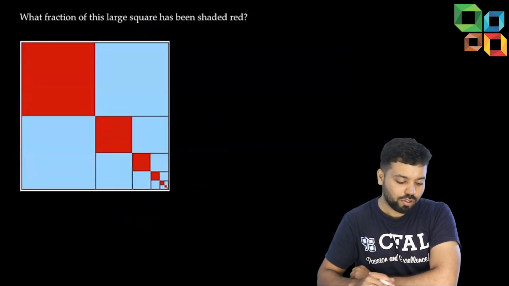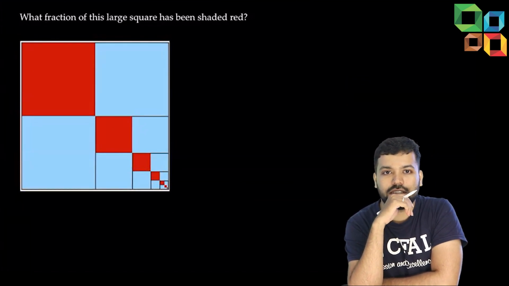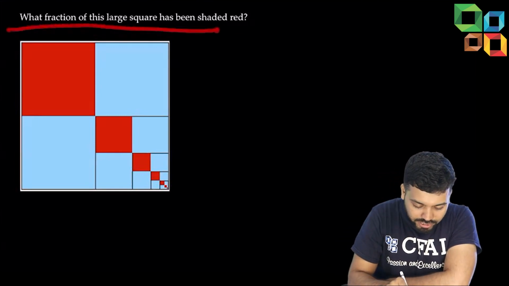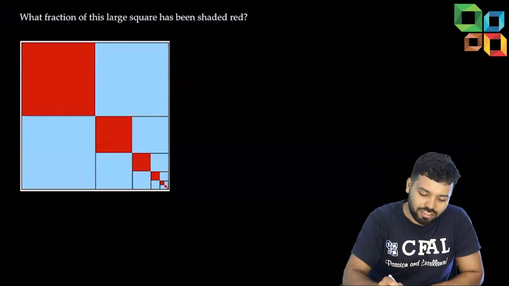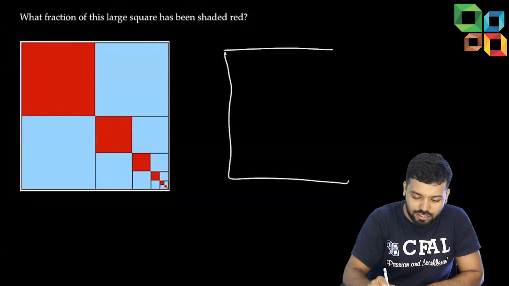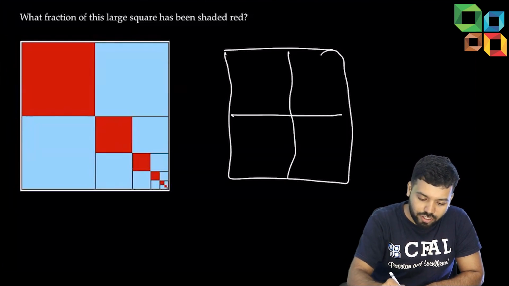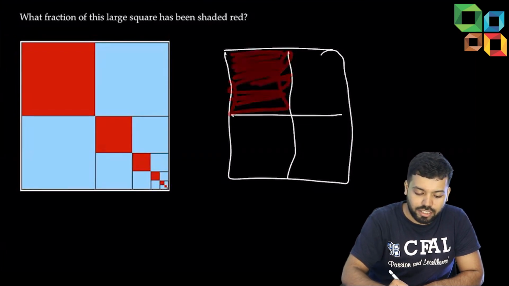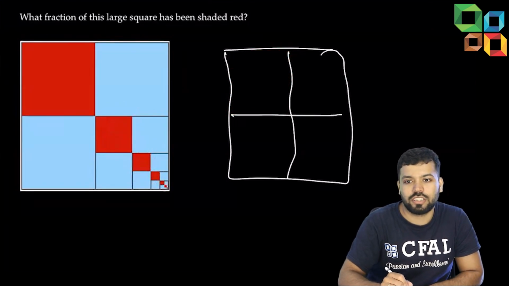One more question on finding areas, shaded areas. Can you try this? What fraction of this large square has been shaded red? Pramata is saying 1 by 4. It should be more than 1 by 4, right? If I have a square like this and I shade this red, this will be 1 by 4. But here we have this extra, this extra, this extra, this extra. So it is not 1 by 4.